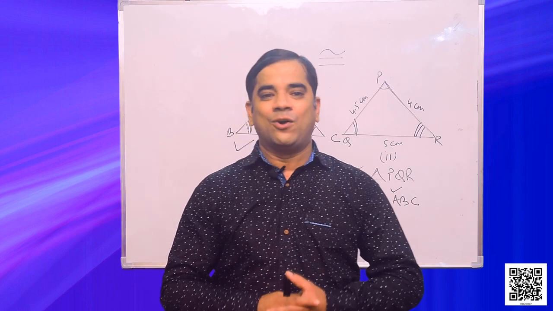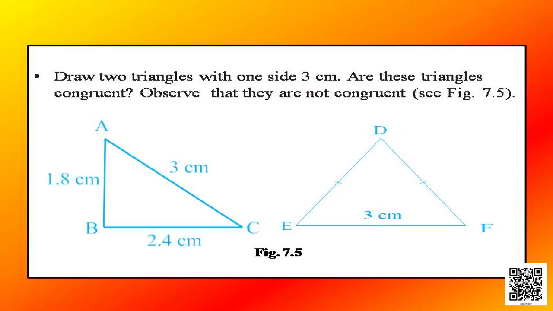Note that in congruent triangles, corresponding parts are equal, and we write in short CPCT for corresponding parts of congruent triangles. Okay. Students, as given in your book, draw two triangles with one side 3 cm. Are these triangles congruent? Observe that they are not congruent. Let us check it out. Okay. It is given that two triangles ABC and DEF. What about the base side? Side BC and side EF. BC is having measurement 2.4 cm and EF is measuring 3 cm.